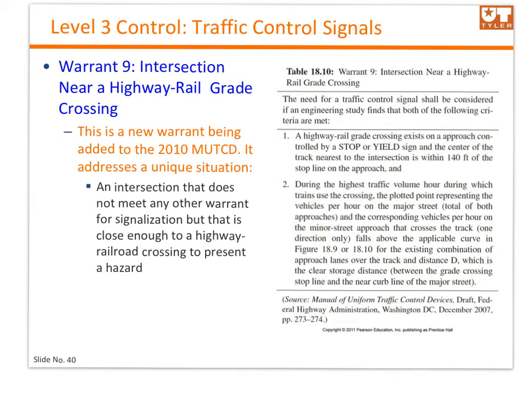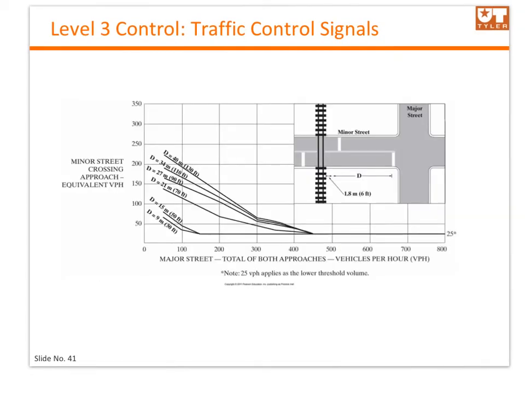So to put this in an easier way to understand, let's take a look at the next figure. This figure here is for major streets, and basically what I need to know to get to this figure and to see if I'm meeting the criteria, or meeting warrant 9, I need to know the x-axis value, which is the major street total of both approaches, in vehicles per hour, and the y-axis is the minor street crossing approach equivalent, in vehicles per hour. Which line you can pick really depends on how close you are to the railroad.